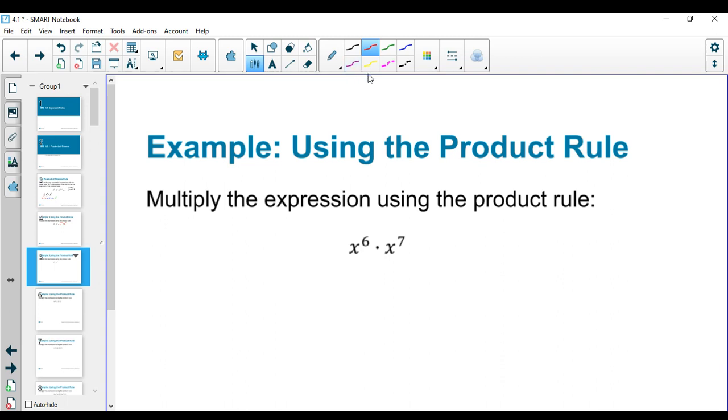For this one, x to the 6th times x to the 7th, we have the same base. And so we're just going to add their exponents. That'll be x to the 13th, 6 x's and then 7 x's all together. There's going to be 13 multiplied together.